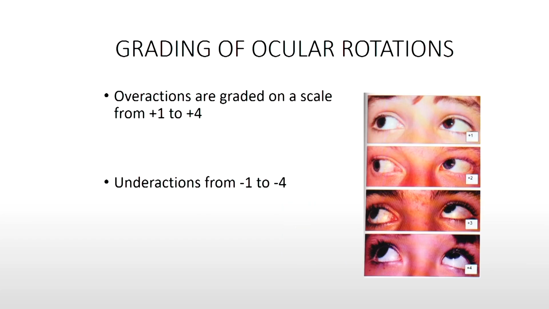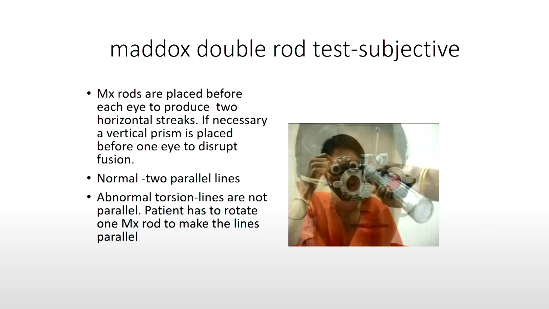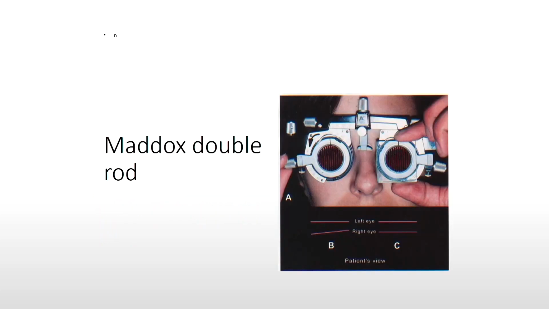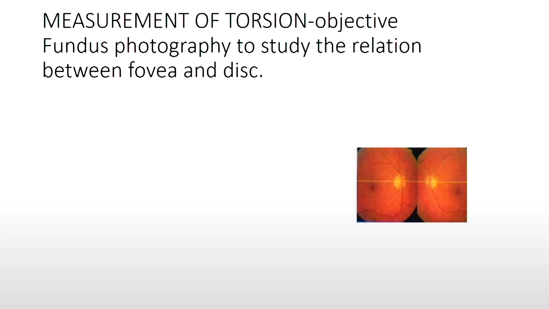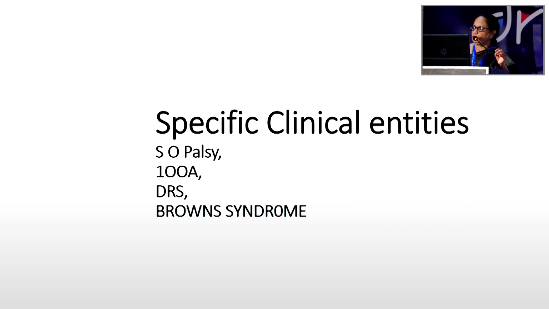Of course, you have to grade the ocular rotations, and in order to test the torsion, we have the double Maddox rod test. Look at the torsion. Here you can see the torsion, and objective measurement of torsion is by looking at the fundus, by looking at the relationship of the fovea with the disc. And then I'll come to some special clinical entities.